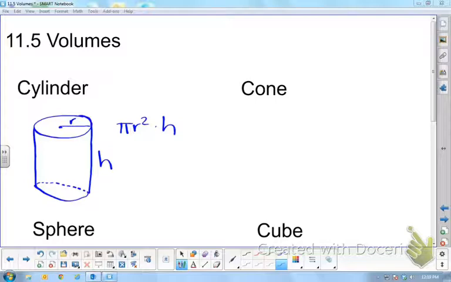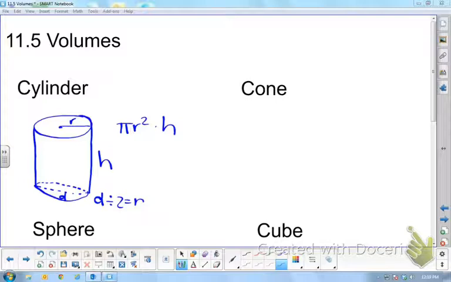Now, the only kind of semi-tricky thing that could happen is maybe they label the diameter instead of the radius. If they gave us the entire distance across, we know how diameter relates to radius. Radius is half the diameter, so we would just take the diameter and divide by 2 to get the radius, and then we would use the volume formula.